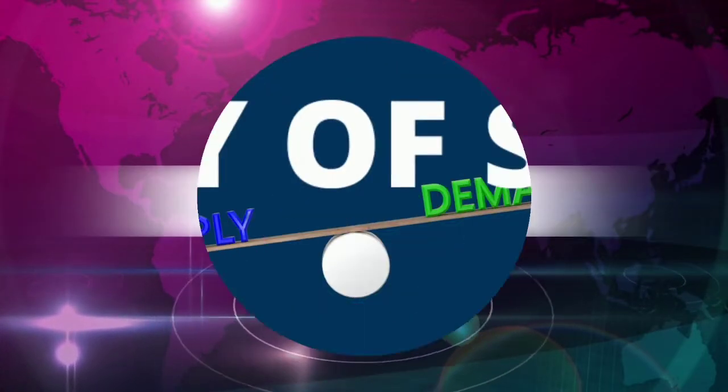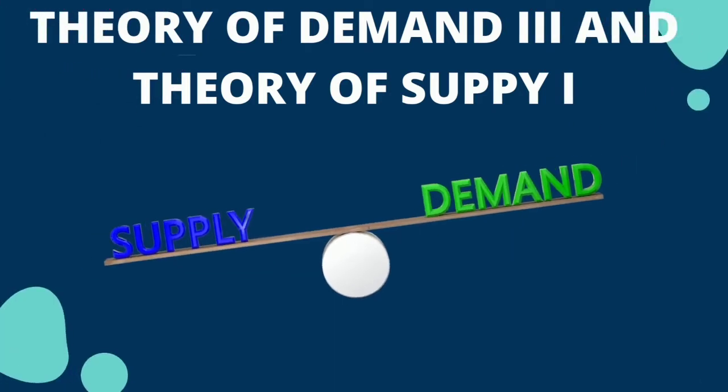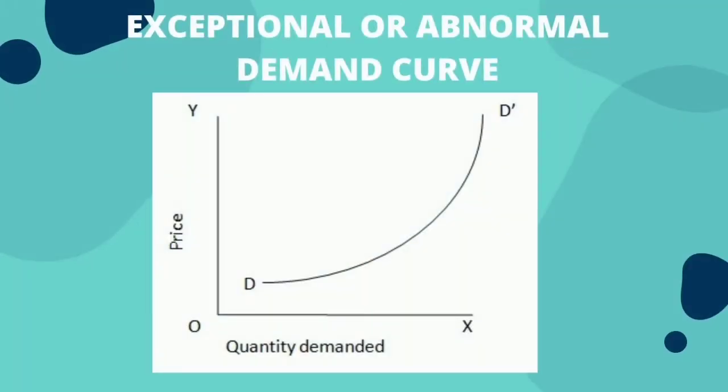In today's lesson, we are going to study the topic Theory of Demand 3 and Theory of Supply 1. Exceptional or abnormal demand curves. This is a demand pattern which does not abide by the laws of demand and therefore gives rise to the reverse of the basic laws of demand. In exceptional demand, when price increases and quantity demanded also increases, the curve slopes upwards from left to right, indicating that as the price of a commodity increases, the quantity demanded also increases, and vice versa. This is shown in the diagram.